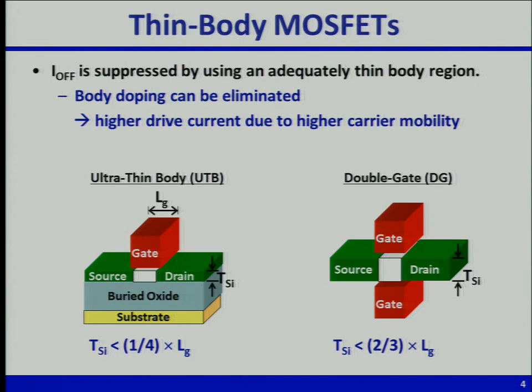So the question is, how thin does that body have to be to suppress the leakage adequately? Well, it turns out that it really should be less than 1/4 of the gate length if you really want to suppress the off-state leakage pretty well. And so the thickness of the silicon layer, as I said, has to be much thinner than the gate length.